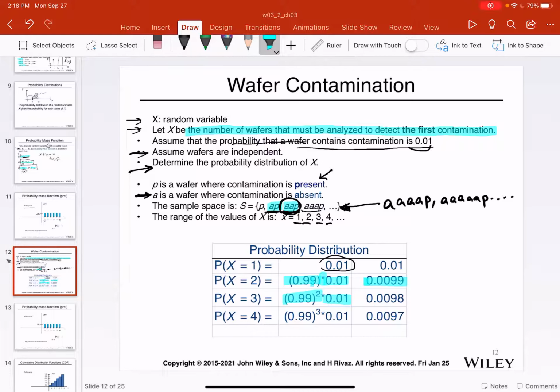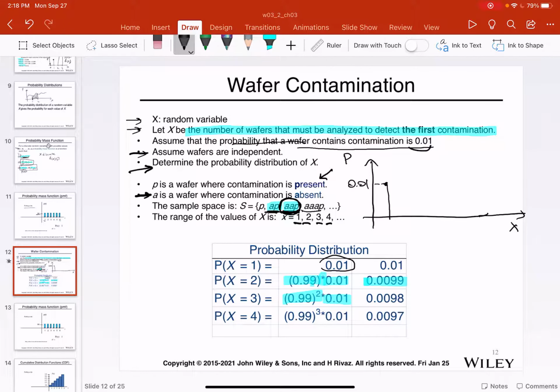So the question is, we can try to plot this, right? What we can do is plot this function. For X equal to 1 it is 1%, so that is 0.01. This is P, and this is X. X equal to 2 is a little bit lower. X equal to 3 is a little bit lower. And this is, by the way, the exponential function, so it decays.